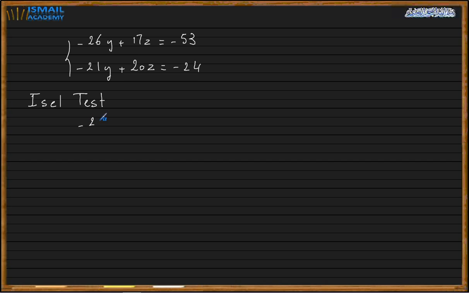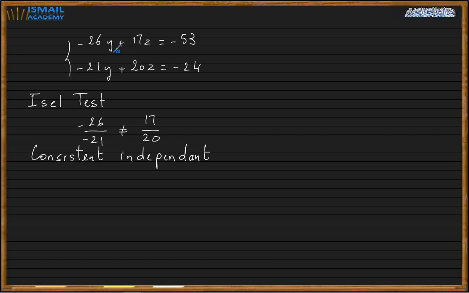So minus 26 over minus 21, and we have 17 over 20. Obviously they are different, they're not the same. Which means the system is consistent and independent. So the system is consistent and independent, which means there is a solution. So I'm going to use the elimination method, which we learned in lesson number 4, to solve that system.